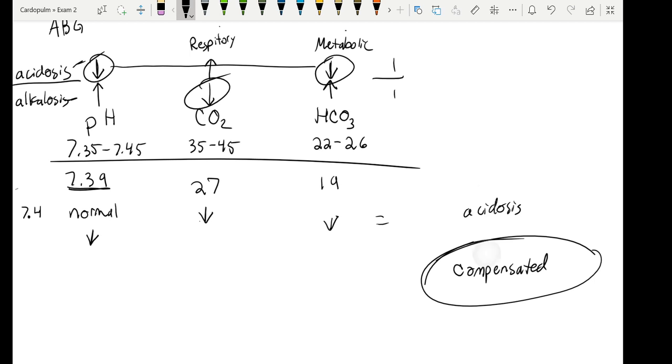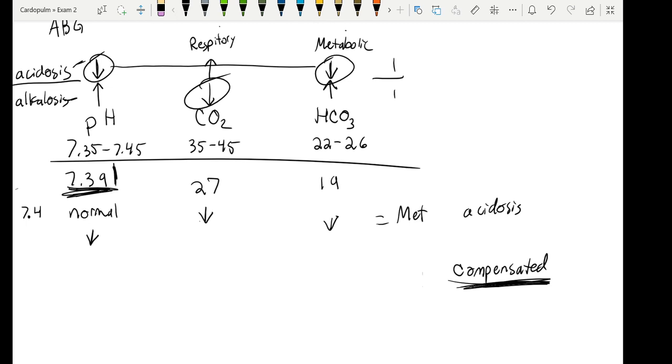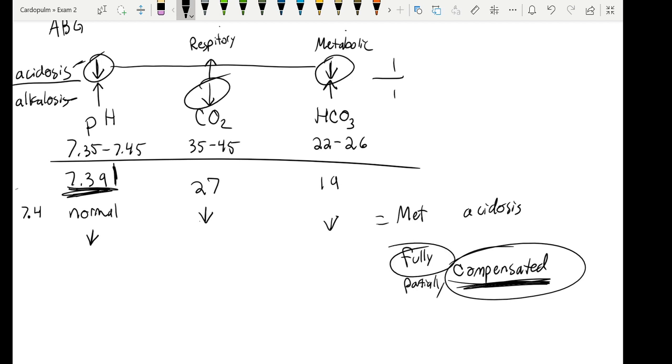So which one lines up? So we're metabolic acidosis. And we know that we're compensated because our pH is inside of this range. So this is metabolic acidosis compensated. And it'll say something like fully or partially. I forgot to put that. So if we're compensated, if we're inside of this range, we know that we're fully compensated. And that's what this quiz right here likes to see, is fully compensated. Check the answer, and we are correct.